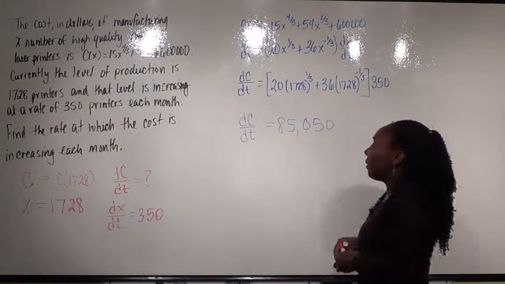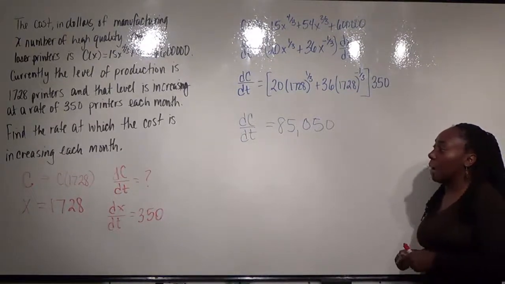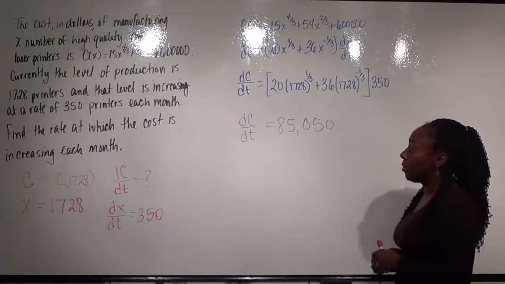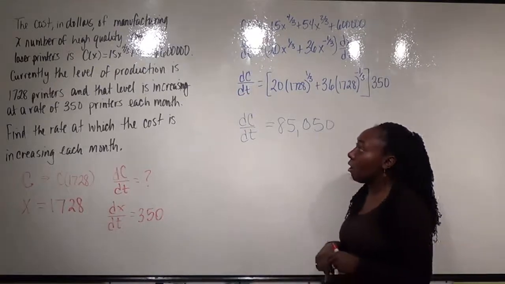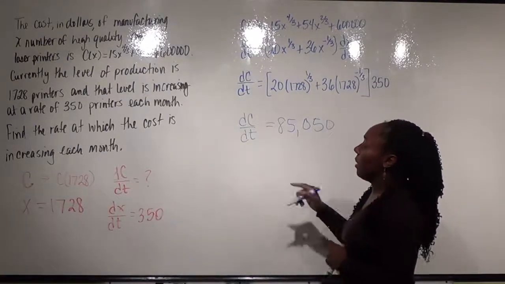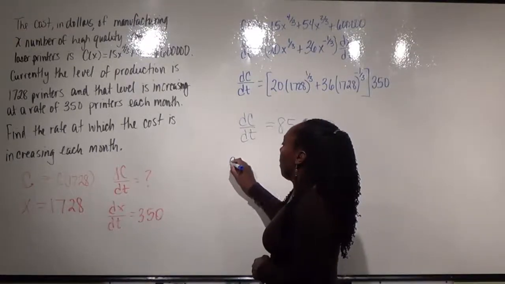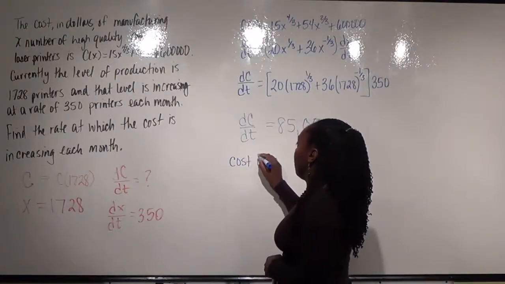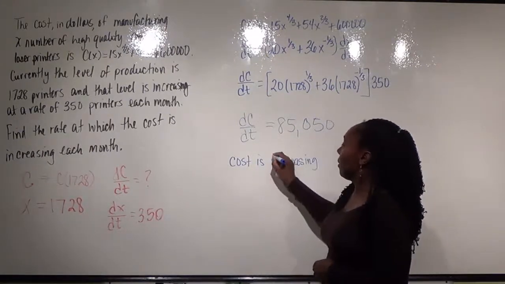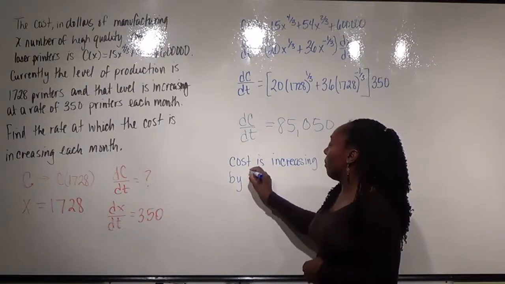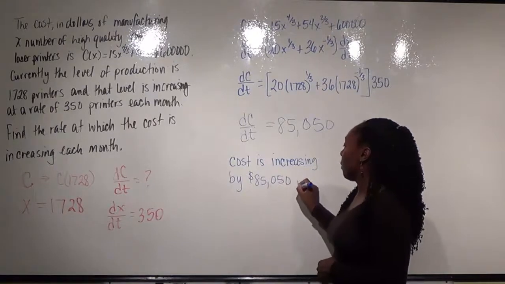Okay, now again, this number actually means something, and so we can go back to the rate to determine what the units are going to be. So dC/dt, C is our cost, so that's in dollars, and t is our time in months. So this means that the cost is increasing by $85,050 per month.